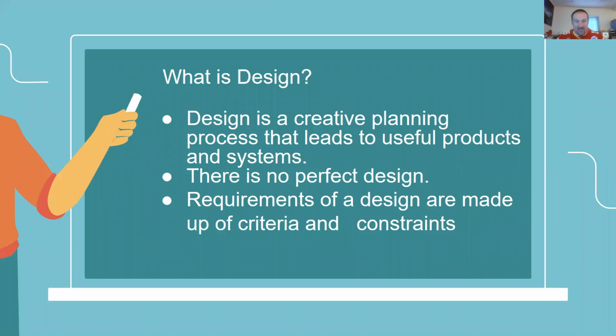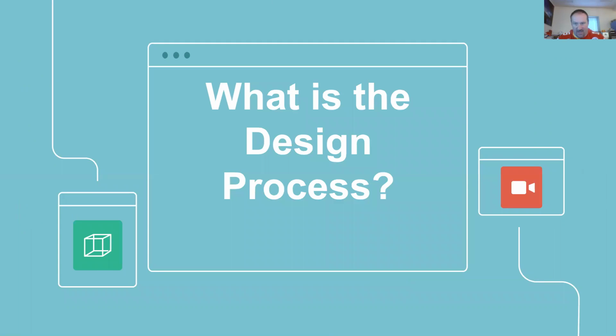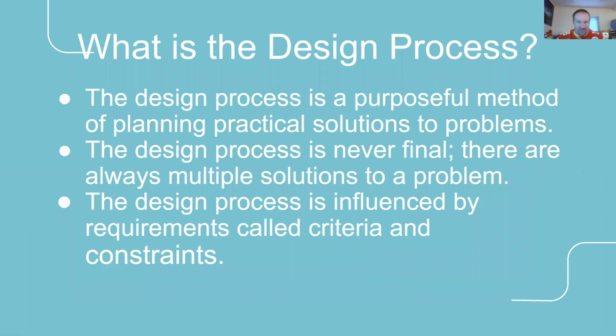There's not one single perfect design. And then the requirements of a design are made up of criteria and constraints. So the design process is a purposeful method of planning practical solutions to problems. The design process is never final. We are always trying to improve on whatever it is you're designing. There are always multiple solutions to a problem, and so there's different ways to find that. The design process is influenced by requirements called criteria and constraints.